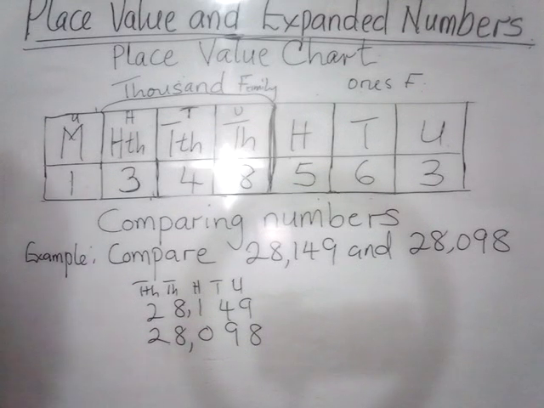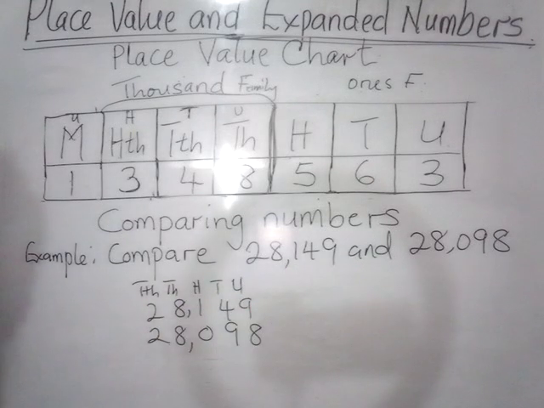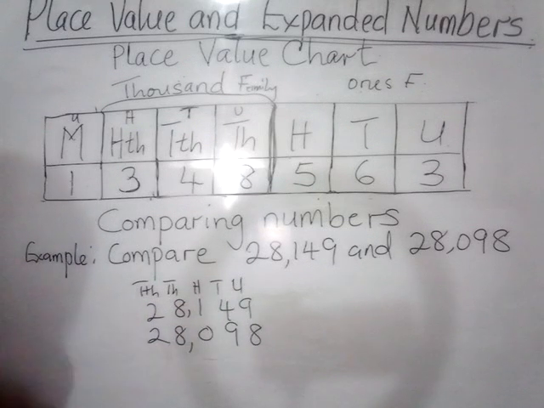Okay, so for instance, you have two numbers here, 28,149 and 28,098. We're going to try and compare these numbers. With the knowledge of place value you have, you can just write out all the positions like this and then arrange the numbers under them.